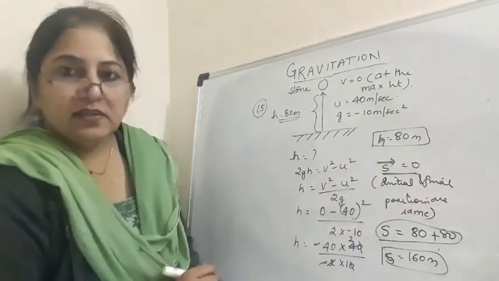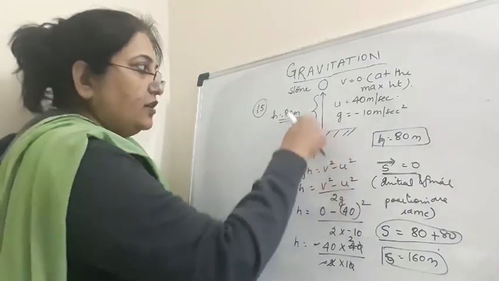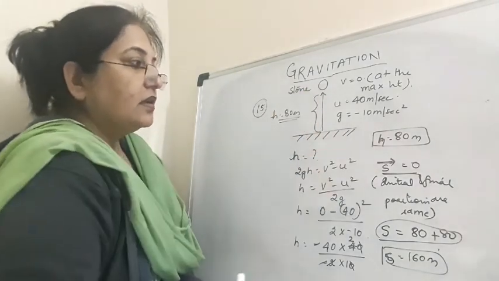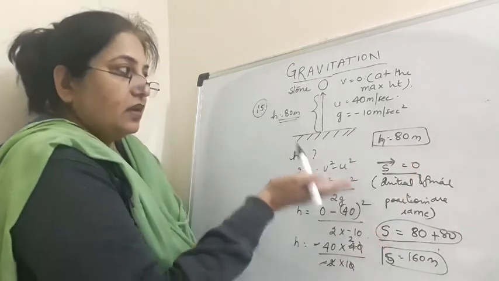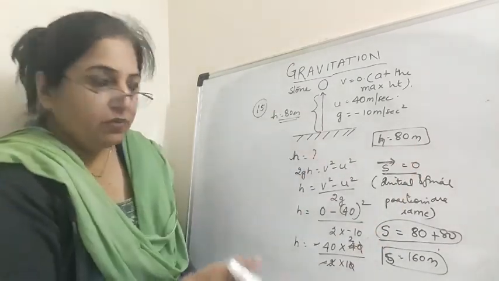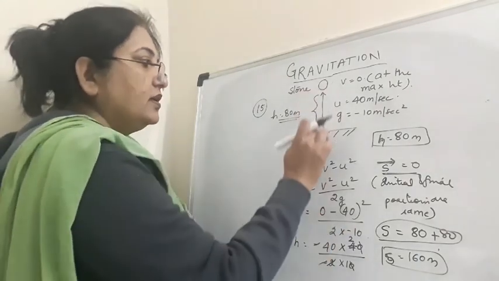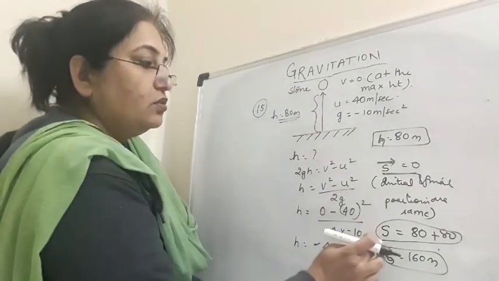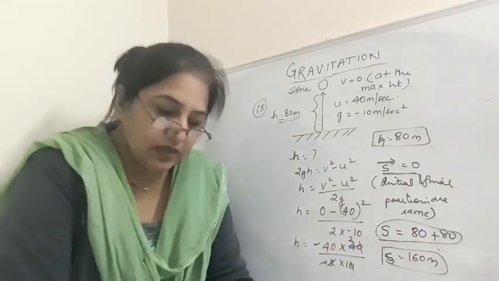So we have three answers here. h is 80, that is height to which it goes up, 80 meters. The net displacement is 0 because it falls down at the same place from where it is thrown up. And s, the total distance covered by the stone, is equal to 80 plus 80, that is 160 meters. So I hope this question is clear to you.